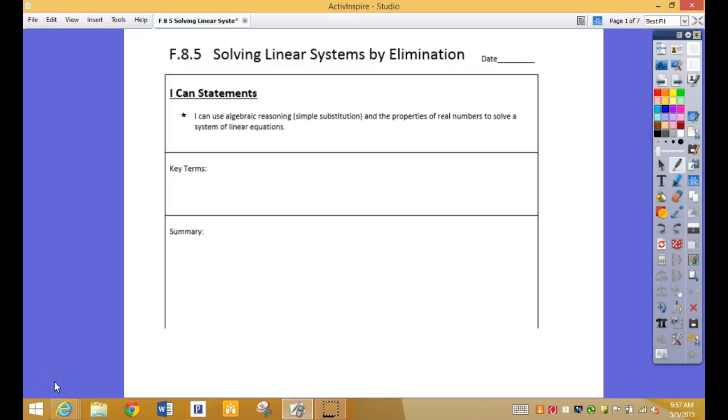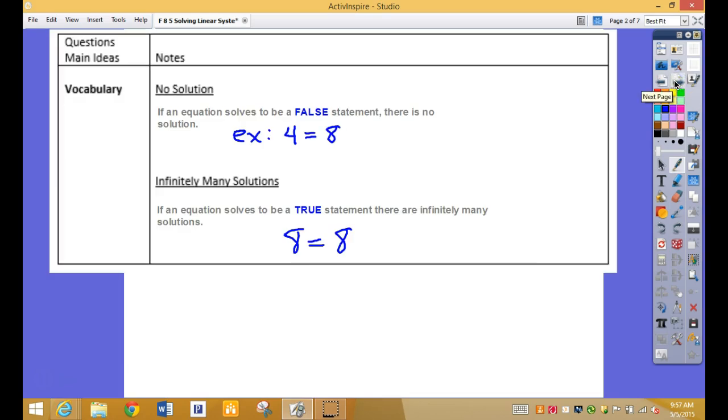8.5 Solving linear systems by elimination, also known as combination. No solution, and that applies to the ones that we've already learned. If you solve it and your variables cancel out and you get 4 equals 8, false, that's not true. So no solution if you have different numbers. If the equation works out where your variables cancel out and your 8 equals 8, your numbers are the same, that's true. So that is what? That is the same line. That would be your infinitely many solutions.